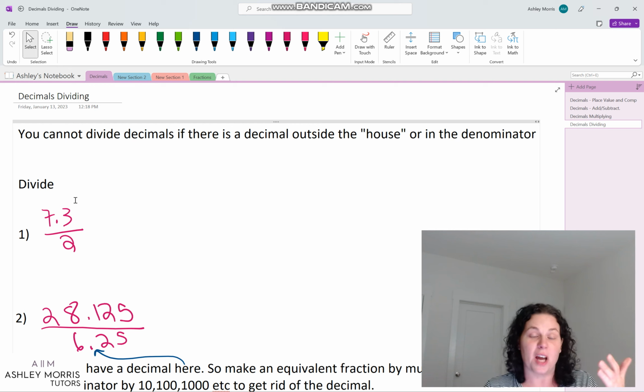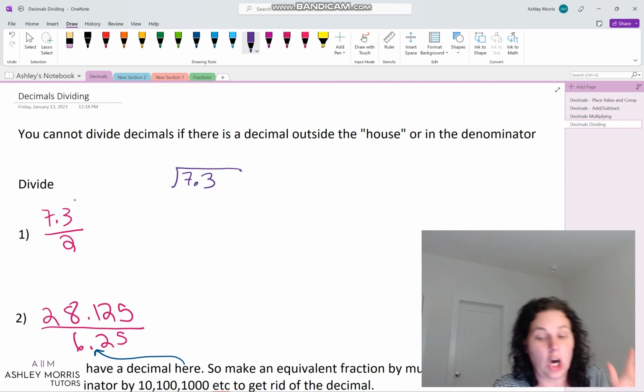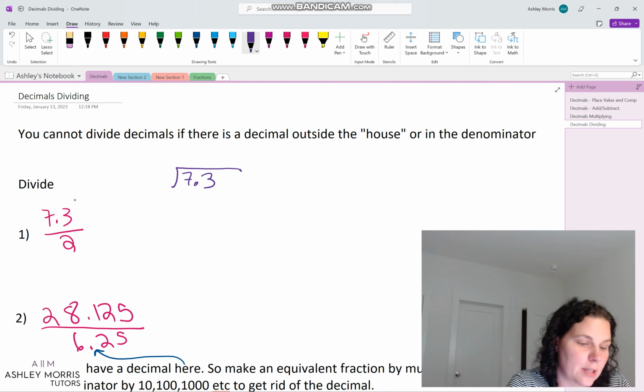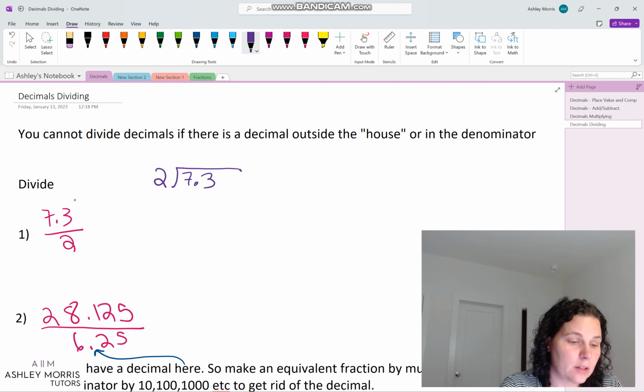Number 1, not a problem. So let's do that first before we get into some extra things. So I'm going to draw my divide, and the 7.3 gets pushed off. It falls over inside the house, and the 2 goes on the outside. There is no decimal outside. We are good to go. 2 goes into 7 3 times.